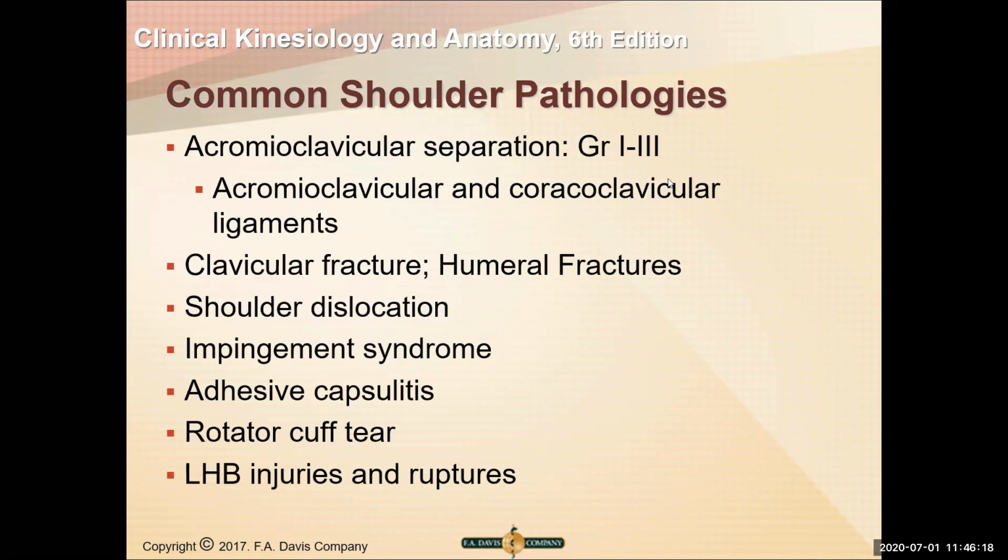All right, so common shoulder pathologies. AC separation is really common. You can get a grade 1, grade 2, or grade 3. Remember, that depends upon how much is torn. If you have a grade 1, it's just a minor stretch. Grade 2, you have a partial tear. Grade 3, adios, right? And it can either tear the acromioclavicular or the coracoacromial or both.